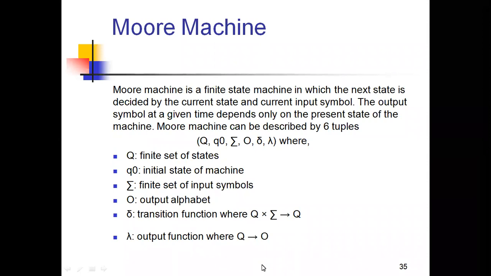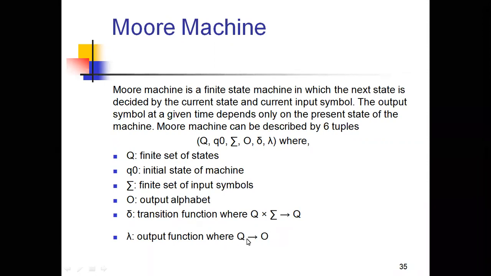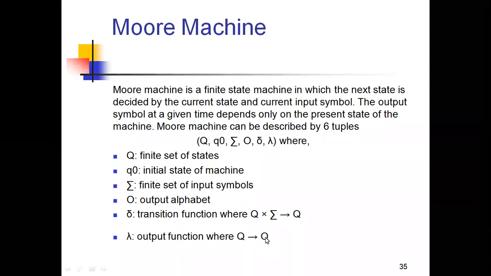And then lambda, here we have another tuple, that is lambda. What is lambda? The output function. That means it maps each state to an output. The state with an output symbol is an output mapping function. It does not map with any other symbols, it only shows that Q tends to O, where O is always the output.